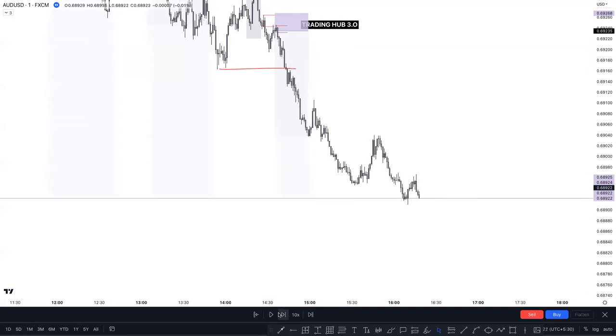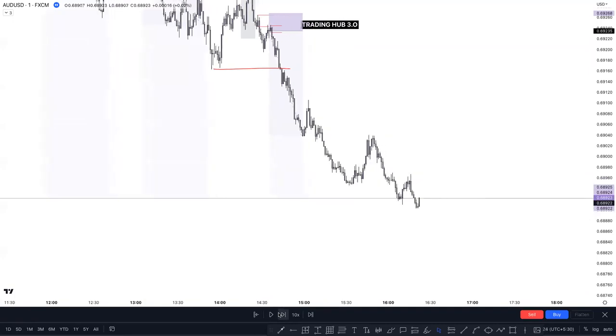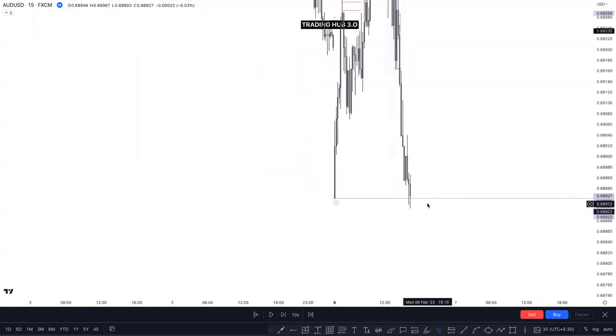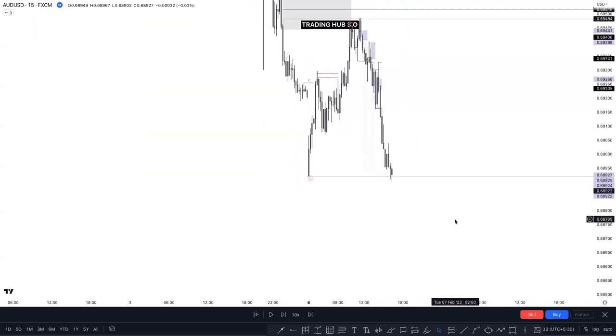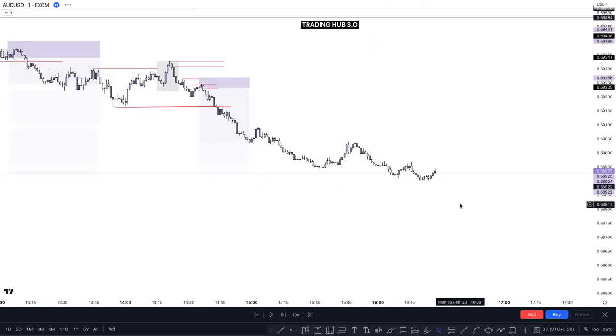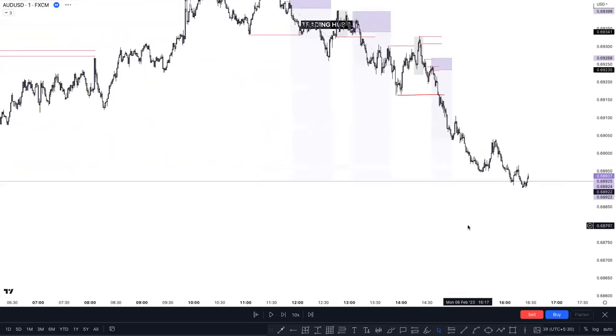Right, so let's see. Okay, pushing downside. Let's check one more time. Is there any candle close or sweep? Yes sir, this is only a sweep here. Okay, I can switch here to the 1 minute time frame to see exactly what's going on.